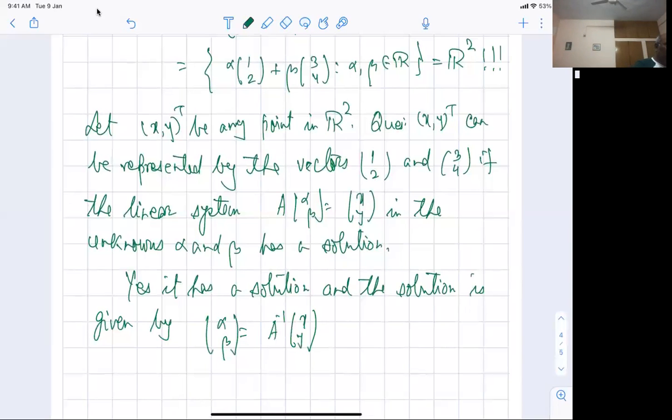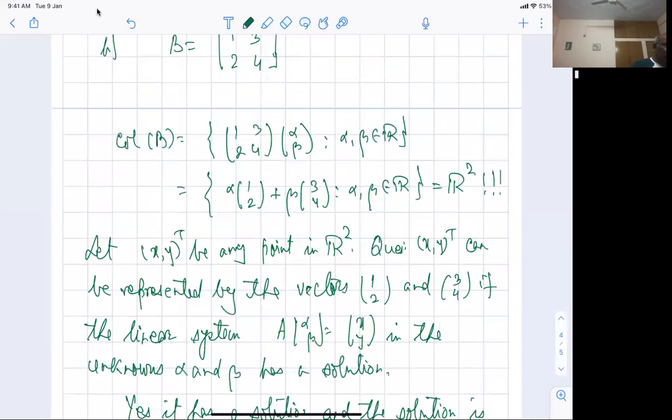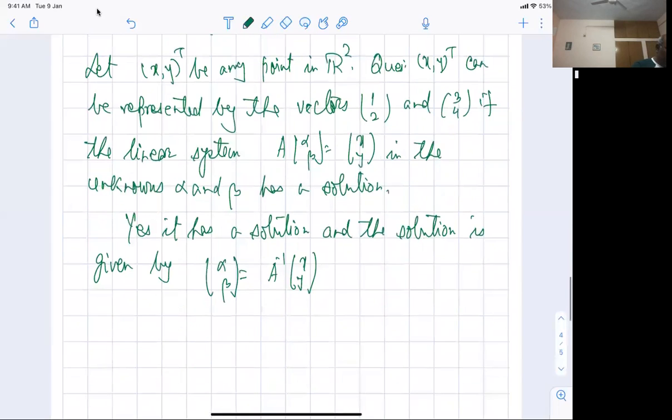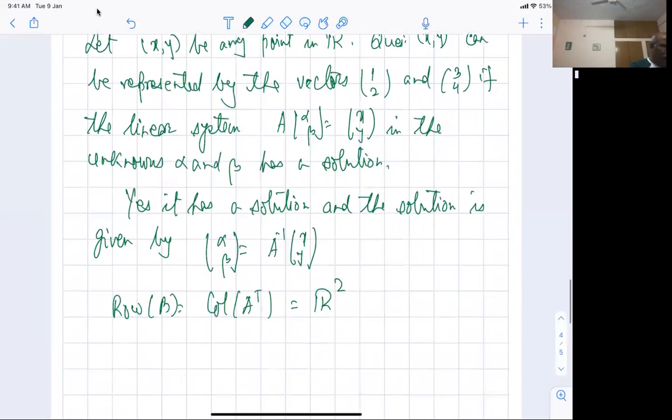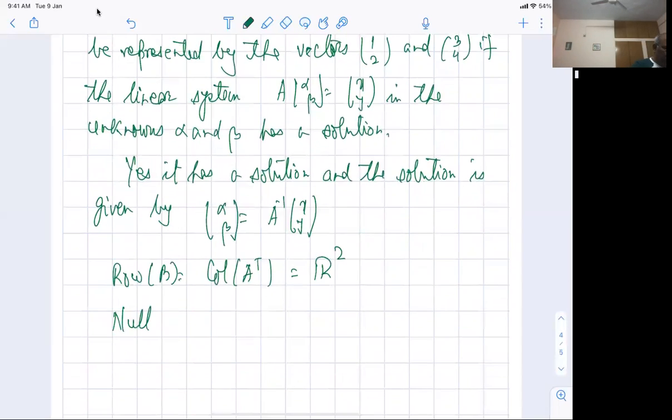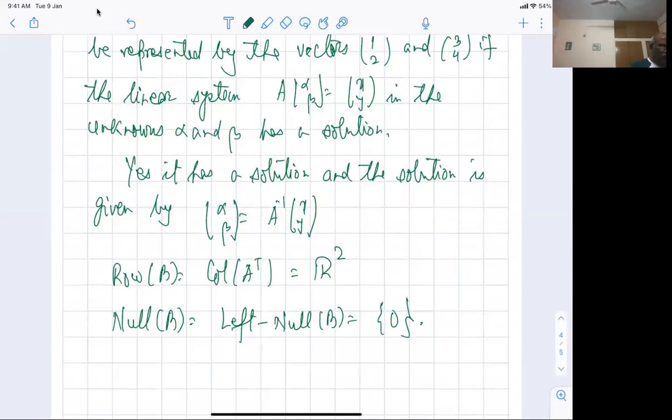All right. So I'd like you to see that the column space of B is this, which is also true of the row space of B, because again it is the same thing. Row space of B is the same as column space of B transpose. So this will turn out to be R2. Spend some time and try to solve it yourself. Fine. Null space of B will be the same as the left null space of B, which is nothing but the 0 vector. So again you can see that the row space of B is perpendicular to the null space of B, and the column space of B is perpendicular to the left null space of B, and things like that.